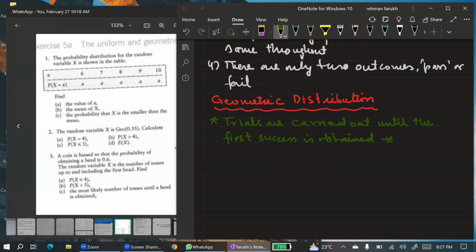The lines written in green color are the difference between binomial distribution and geometric distribution. In geometric distribution we perform the experiments until the first success is obtained. In binomial distribution we will perform the experiment 10 times and we will find out the probability that out of 10 there are 3 successes.